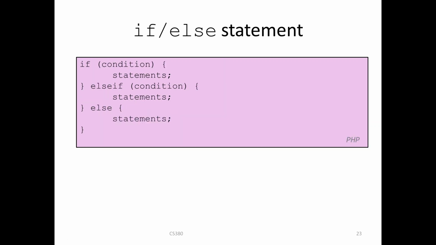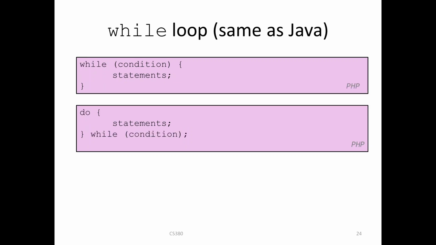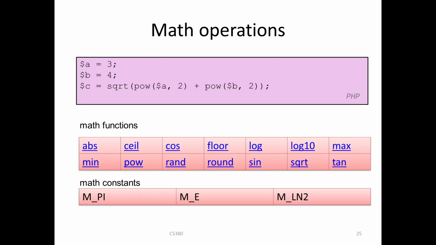This is the if-else statement. Pretty simple, exactly the same as Java. I don't need to explain that. And this one I don't need to explain either. This is the while loop. This is the do loop. This is just the syntax. You just need to familiarize yourself with these things. And these are the math operators, similar to the math library that you have in Java.